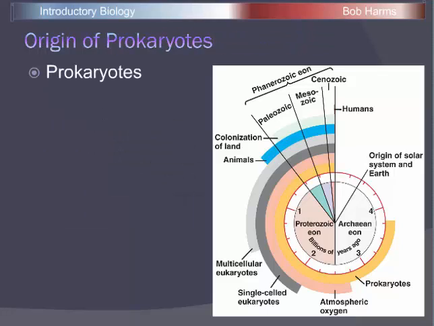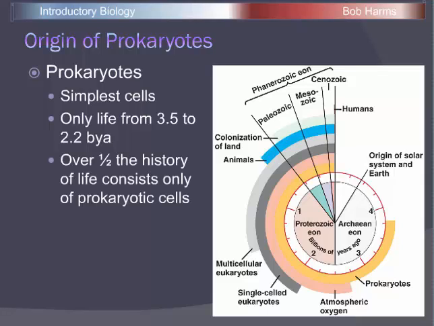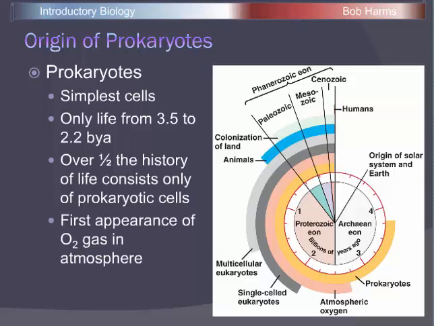So the origin of life in prokaryotes is certainly the first major event that we see. And we know these prokaryotic cells are small and simple compared to our cells. And for over 1 billion years, for a large chunk of the history of life, these were the only types of life forms, these single-celled prokaryotic organisms. And in fact, over half of our history of life contains nothing but prokaryotic cells.